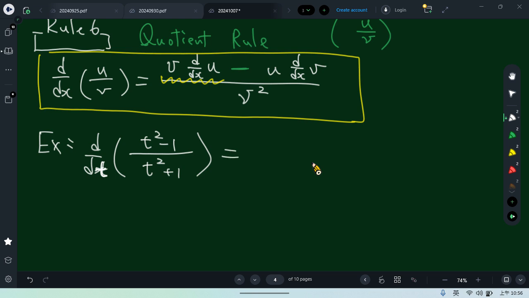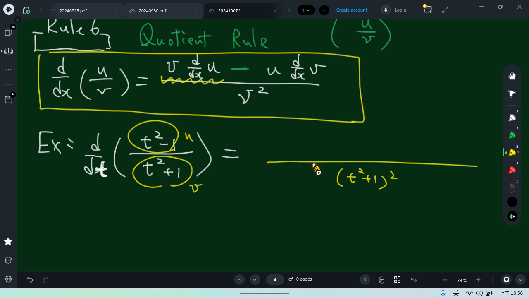Okay, based on the formula, you can see here is V, here is U, right? So based on the formula, you will get T plus 1 squared here. Then try not to differentiate V, then you should differentiate U first. So it will be T squared minus 1, right? Here is V. For this part, V squared. Then we should differentiate U first times V.